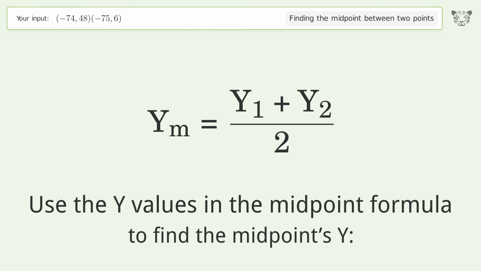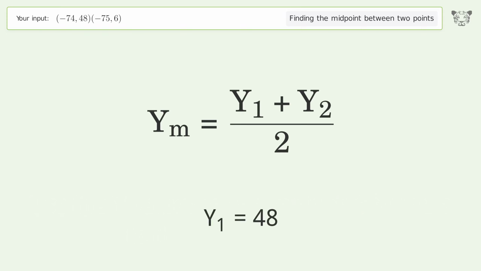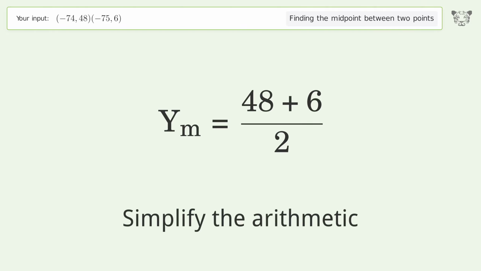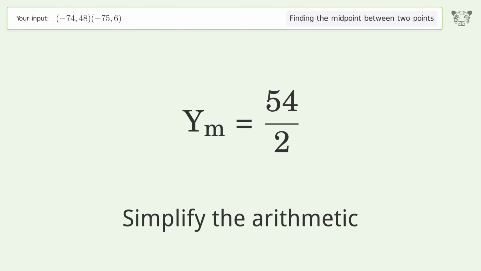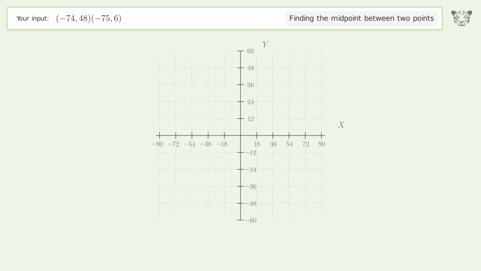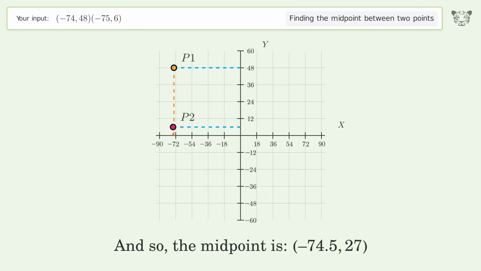Use the y values in the midpoint formula to find the midpoint's y. y1 equals 48. y2 equals 6. Simplify the arithmetic. And so, the midpoint is negative 74.5, 27.